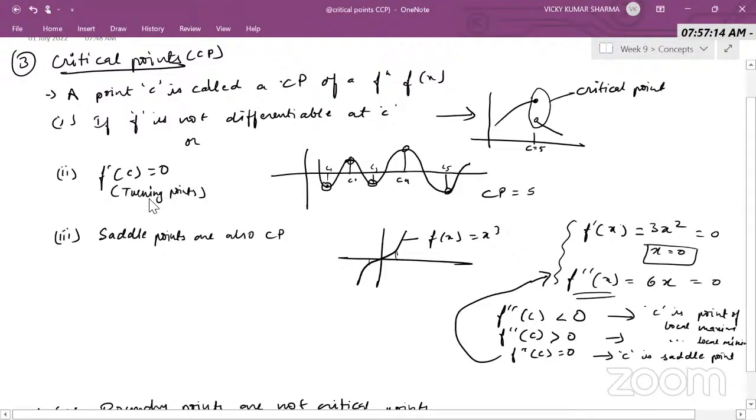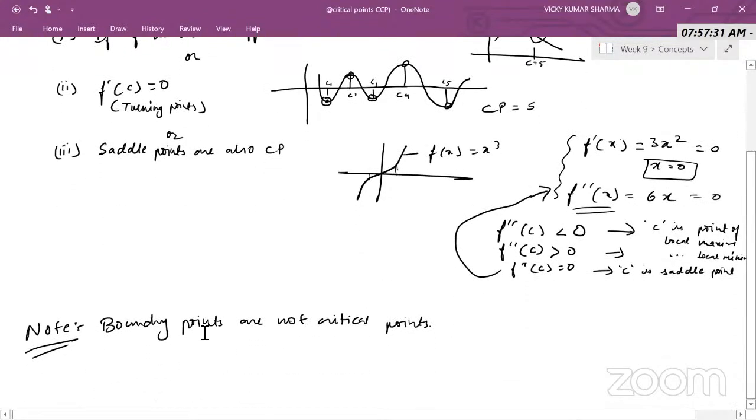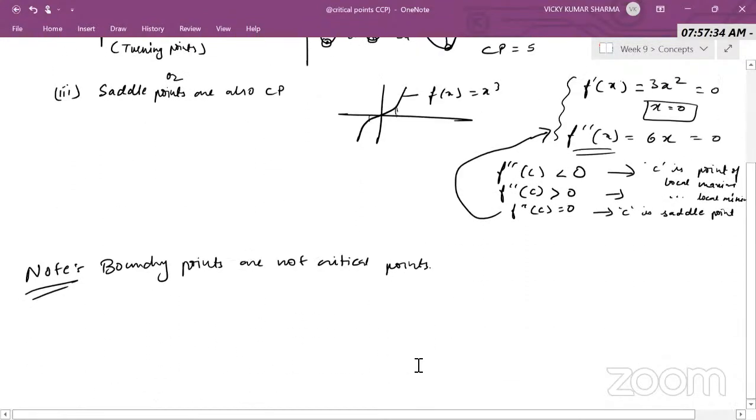And the saddle points are also a critical point. Saddle points are those where the second derivative test is 0, so you cannot conclude anything about that particular point, which is why you call it a saddle point, and it is also a critical point. So these are the only three conditions, and at the boundary, make a note of this, boundary points are not critical points.